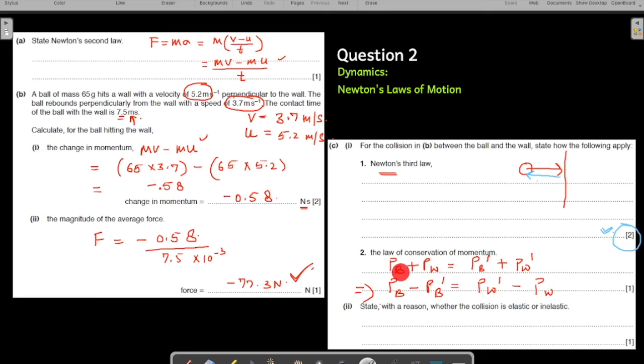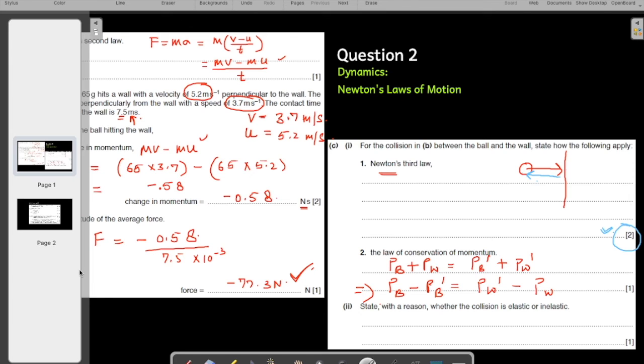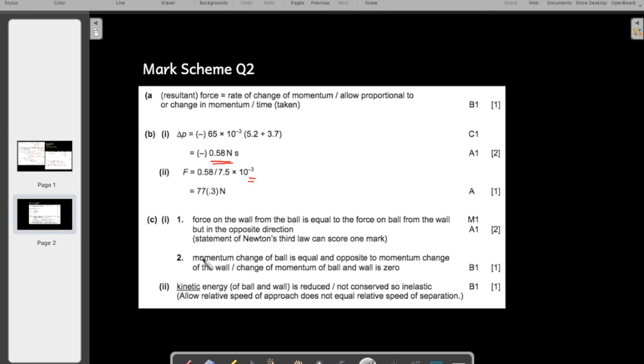Either you say the first statement or the second statement, your answer is correct. But you have to talk in terms of ball and wall because you have to apply the concept with respect to the ball and wall situation which is given in the question. Do not just state the law of conservation of momentum, apply it in this context. Now the last question, I'll show you the mark scheme as well. Here: momentum change of the ball is equal and opposite to the momentum change of the wall. Change of the momentum of the ball and wall is 0.